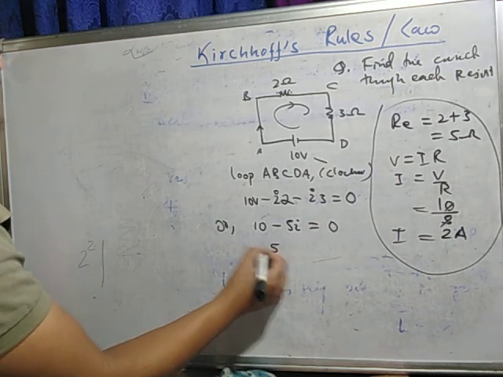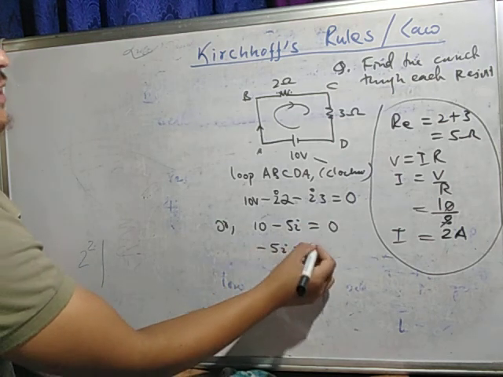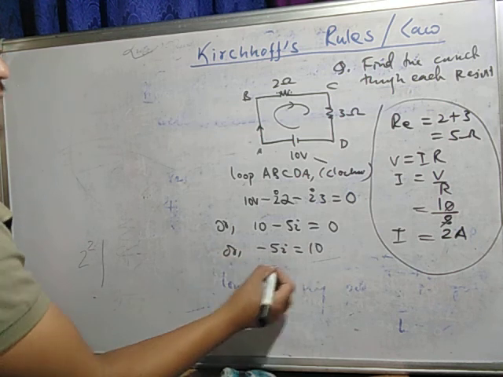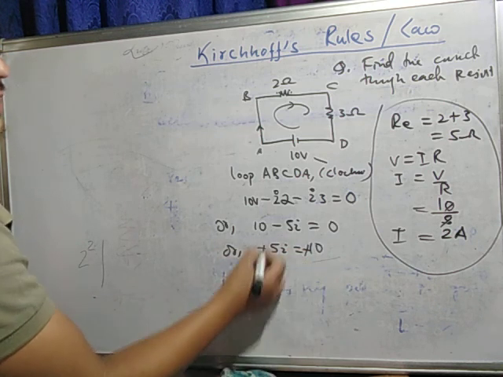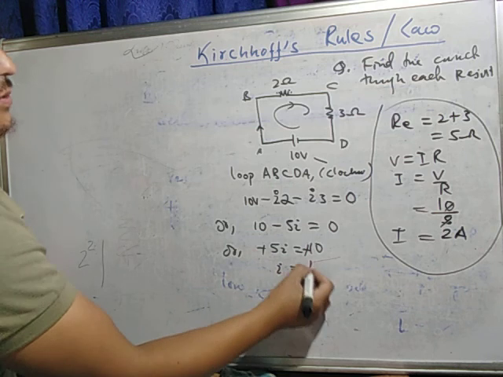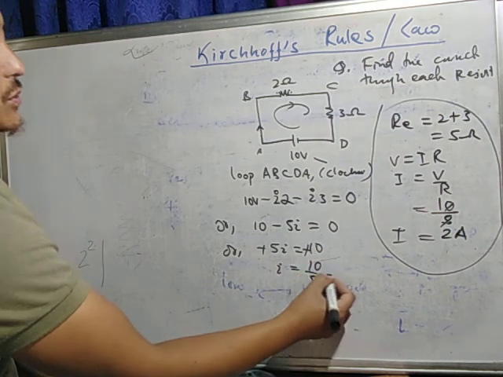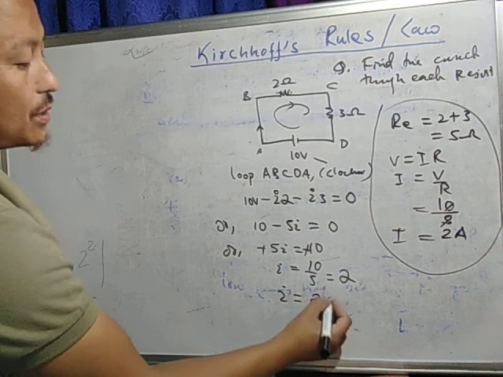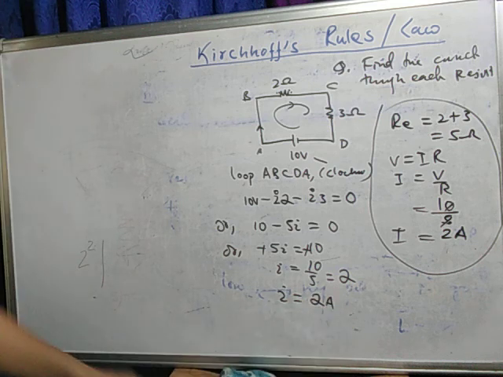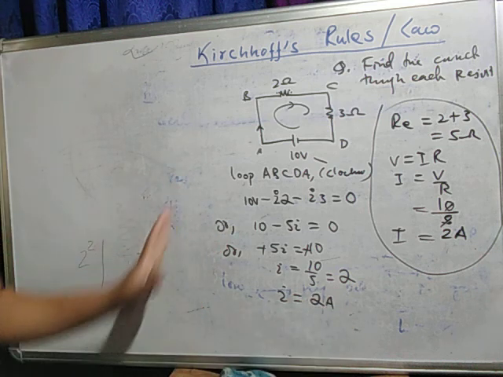So minus 5I equals minus 10. Going that way it is minus, isn't it? The 10 going that way. So minus minus cancel. I equals 10 by 5 equals 2. Again I equals how much? 2 ampere. Clear?